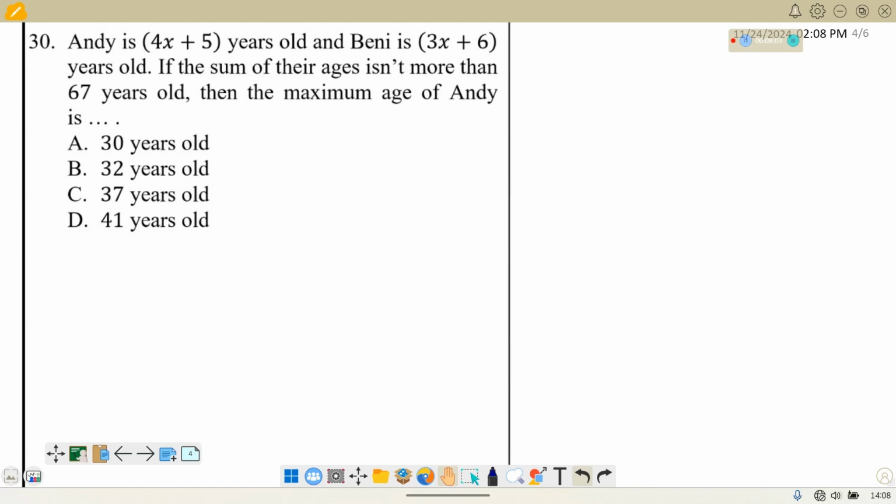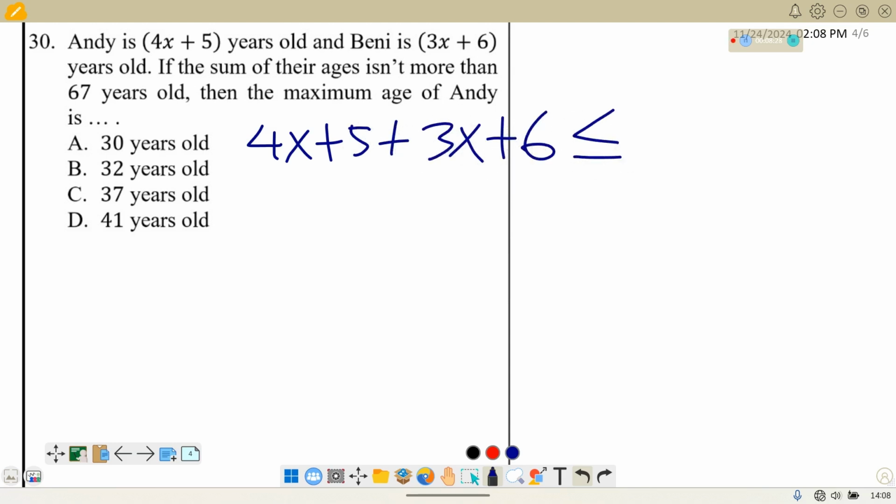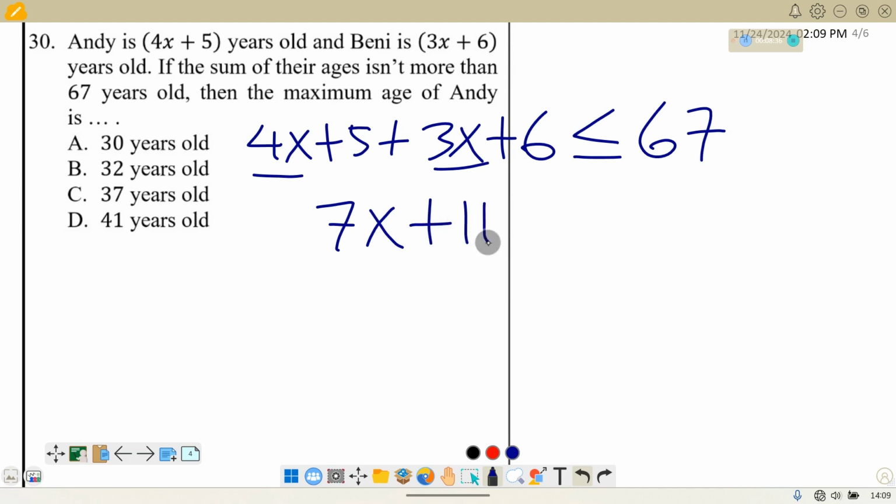Now is the last number. Andy is 4x plus 5 years old and Benny is 3x plus 6 years old. If the sum of their ages isn't more than, it means less than or equal to, so 4x plus 5 plus Benny's age, 3x plus 6, is less than or equal to 67. Make it simpler by combining all those like terms. So this is 7x plus 11 less than or equal to 67.